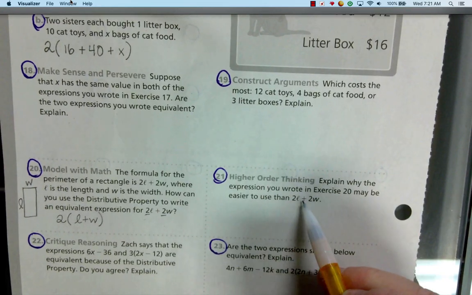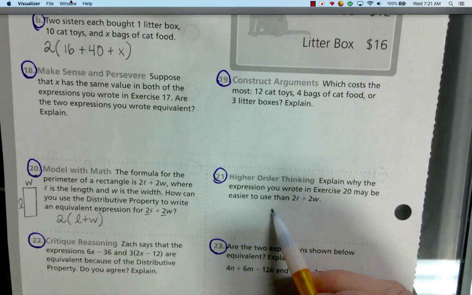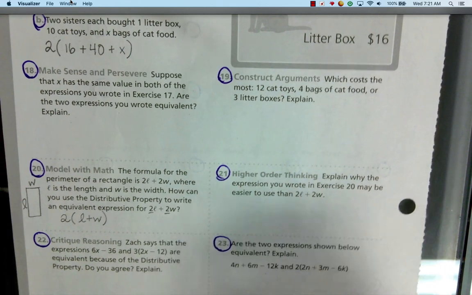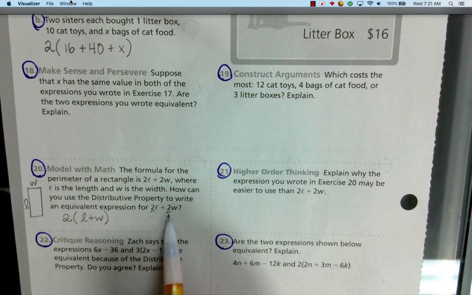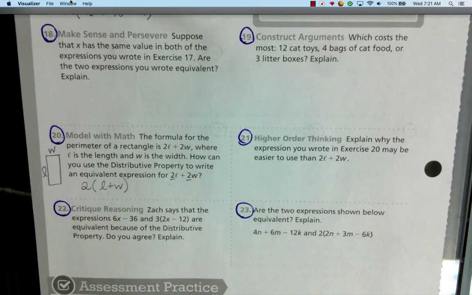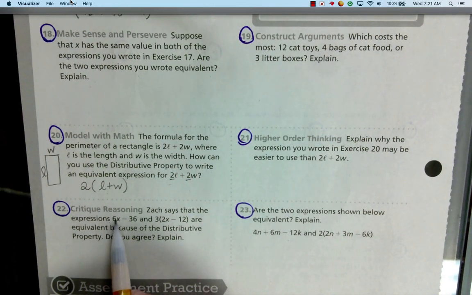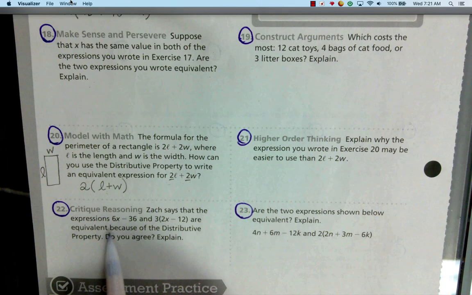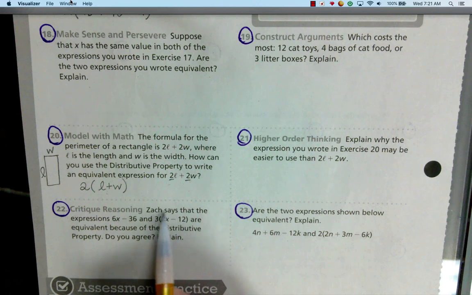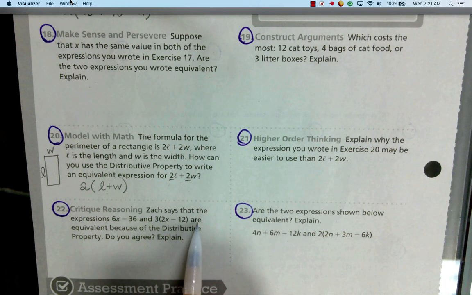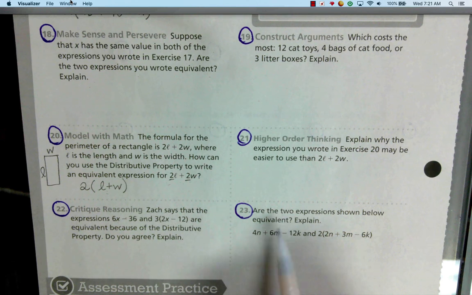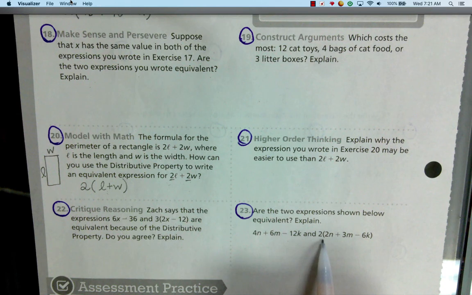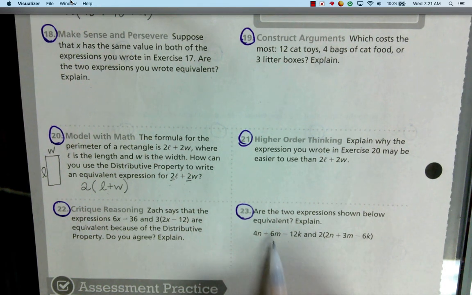Explain why the expression you wrote in exercise 20 may be easier to use than 2L plus 2W. So why would this be easier than this? Okay. 22. Zach says that the expressions 6x minus 36 and 3 times 2x minus 12 are equivalent because of the distributive property. Do you agree? Explain. So you need to simplify this using the distributive property to see, does it equal this. Okay. 23. Are the two expressions shown below equivalent? So again, apply the distributive property to simplify and see, are these equivalent.